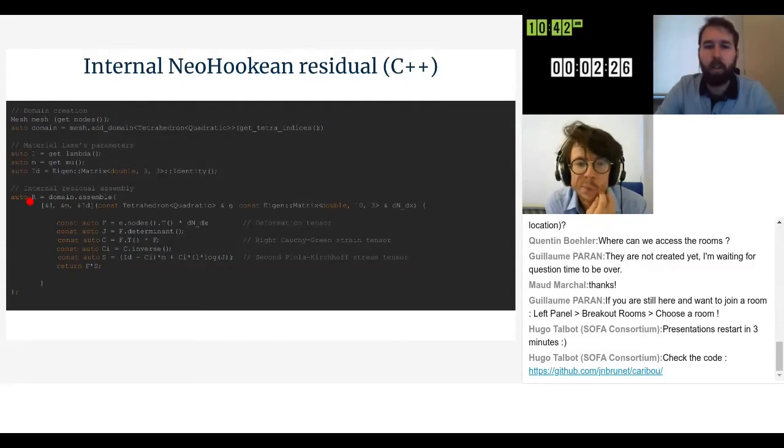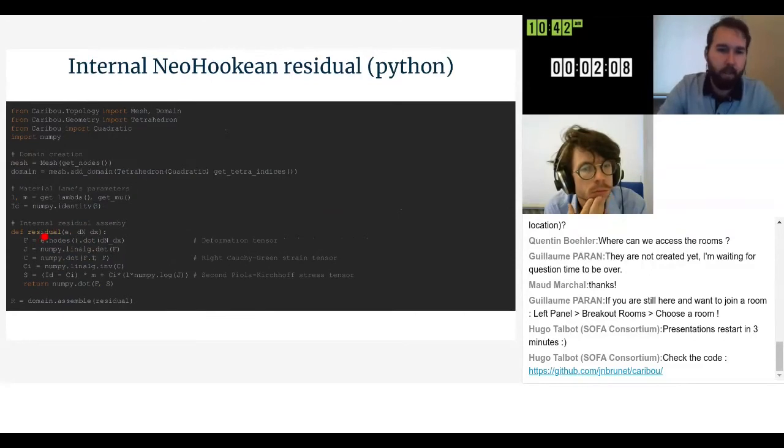So here R is the residual vector. This is basically the same thing as the addForce methods that you often see in force fields of Sofa, but written in a very concise way. And you can do exactly the same in Python again. So this is the Python example where you will assemble this residual vector using this function.